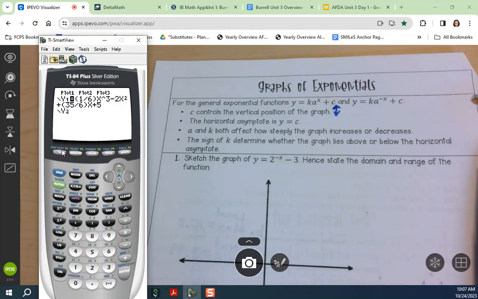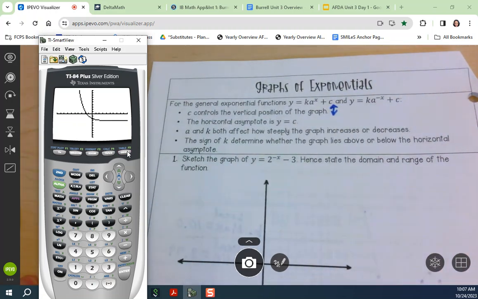Go to your y equals and we'll clear it out. One thing the calculator doesn't show you is the asymptote. So after we get this in here, we'll consider what the parent function looks like. We have 2 raised to the negative x. On my calculator, I need to put parentheses around it, but you might not need to in yours. And then minus 3. Okay.